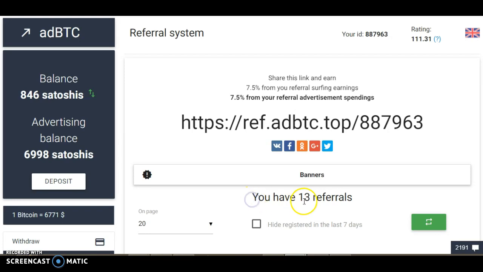So you can see I have 13, so I am about 7 away from my goal of having 20. And so I may even let this balance come up and use that in order to purchase more referrals. So I just wanted to show you how to purchase the referrals and how that process works.